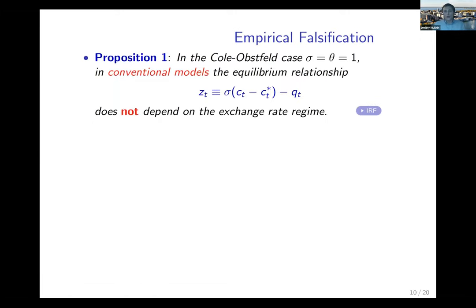Okay. So now, can these conventional models reproduce the Mussa puzzle? It turns out that once we focus on the Cole-Obstfeld case with isoelastic preferences, all these conventional models result in an equilibrium relationship in a particular sufficient statistic, which is independent of the monetary policy regime. So in other words, independently of the values of other parameters, the relative consumption minus the real exchange rate should behave exactly the same way under the peg as under the float, right? So why is it a very useful result for us? Because it can be directly measured in the data. This Z_t can be directly measured in the data, and we can estimate the volatility of this object under the floating regime and under the peg, and test whether it remains the same across the two regimes, right?